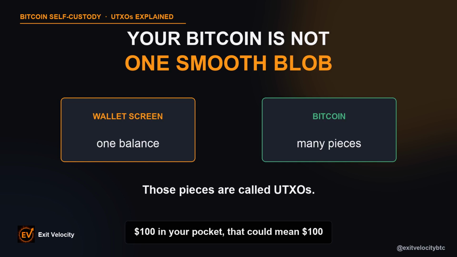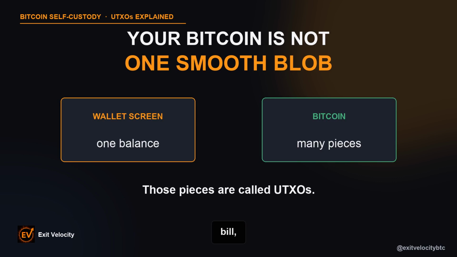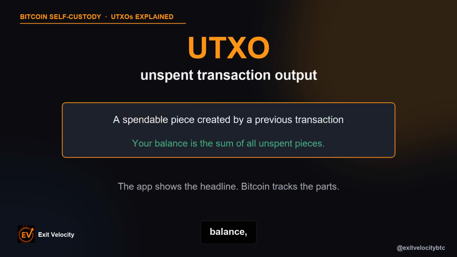If you have $100 in your pocket, that could mean a $100 bill, or 5 20s, or 10 10s, or a giant pile of singles. All of those add up to the same balance, but they do not behave the same when you spend them. If your lunch costs $18 and you only have a 20, you hand over the 20 and get $2 back. You did not cut a little $18 slice out of the bill. You spent the whole bill, and the cashier returned change. Bitcoin works in a similar way.